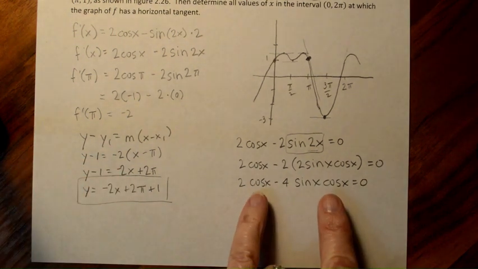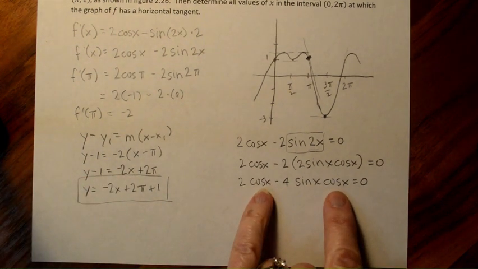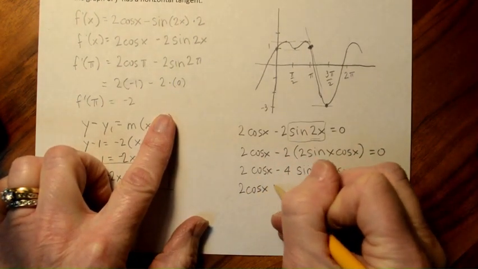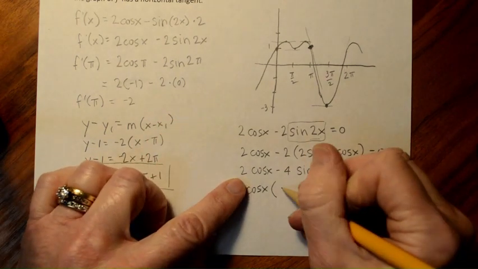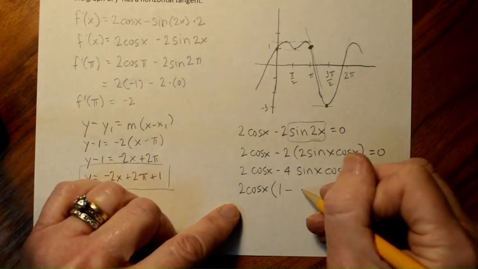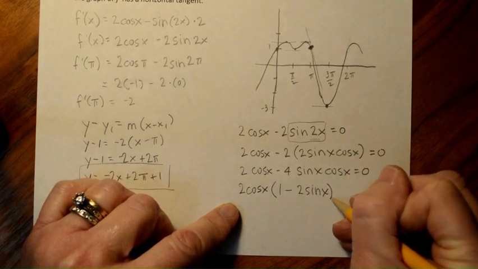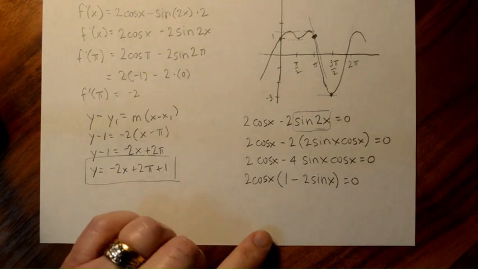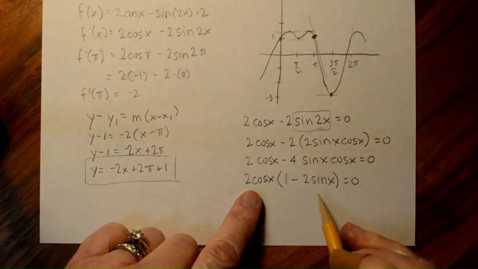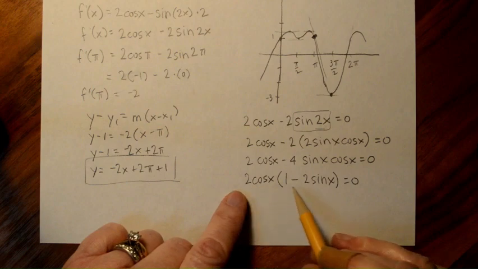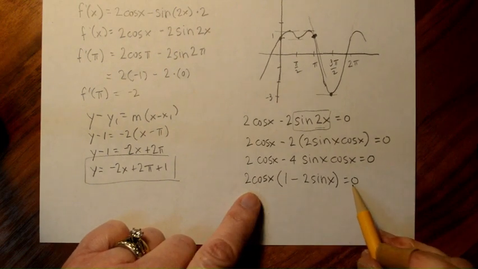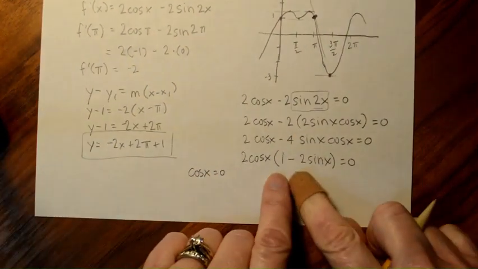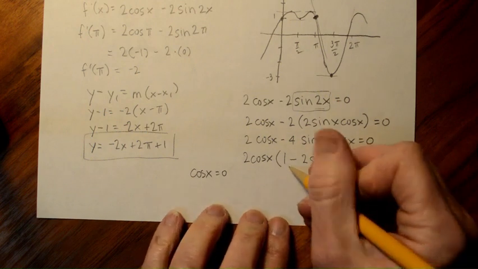All right, well, I see that I have a 2 in each term, and I see that I have a cosine x in each term. So I'm going to factor that out. So 2 cosine x, and what's left here is 1 minus 2 sine x. And we want that to equal 0. Right, so what we've done is we've kind of spawned two equations right here. We want to know when 2 cosine x equals 0, actually just when cosine x equals 0. And then the other part is when is 1 minus 2 sine x equal to 0?